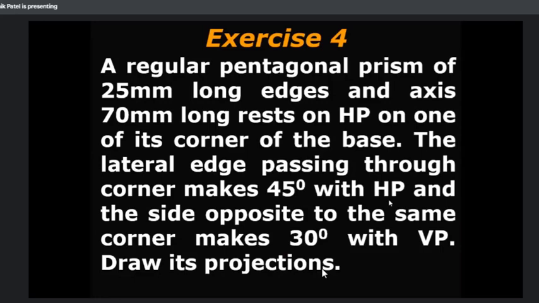So step by step, we will start the solution. First of all, a regular pentagonal prism is given. Sides of the pentagonal prism are 25 mm. Axis length is given as 70 mm. It is resting on the HP plane on one of its corners. So here we will draw the pentagonal base in such a way that a corner should be on the right hand side. So we will draw step number 1 and 2.